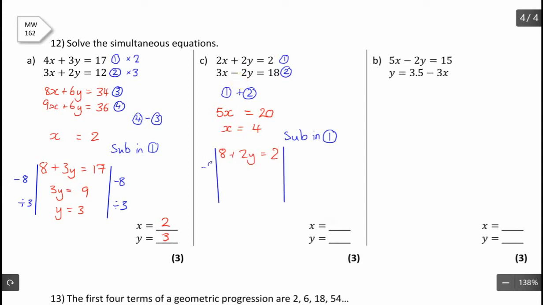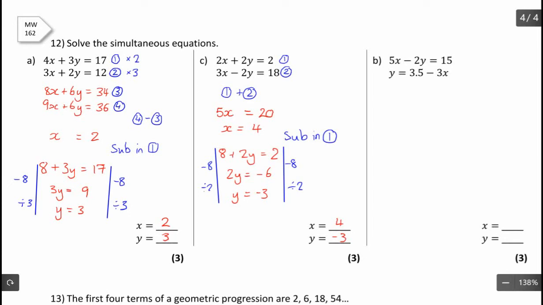So I'm going to subtract 8, and in a minute I'm going to divide by 2. So that will give me 2y. Now 2 minus 8 is negative 6, and then when I divide by 2, y is negative 3. So x equals 4 and y is negative 3.